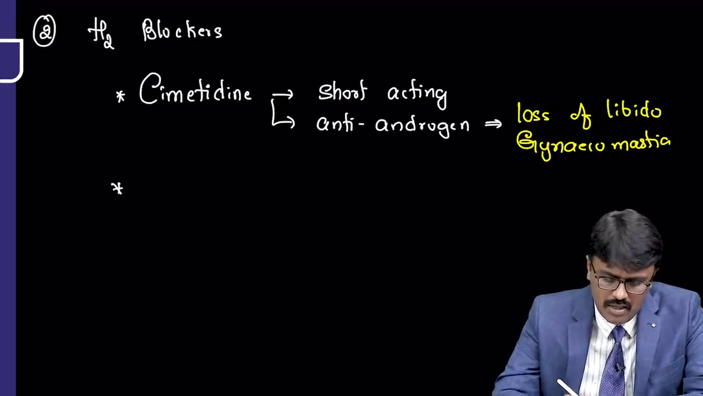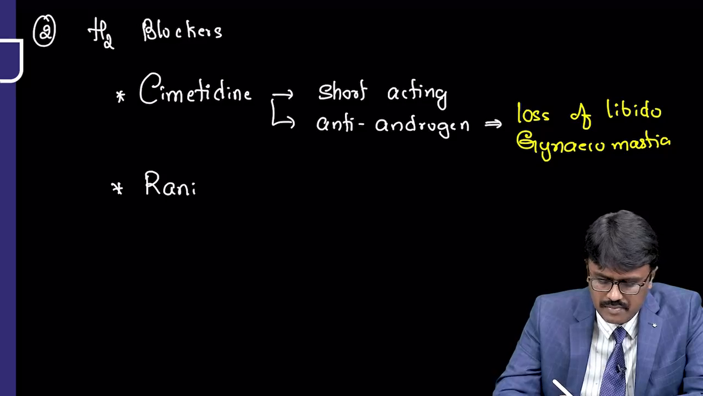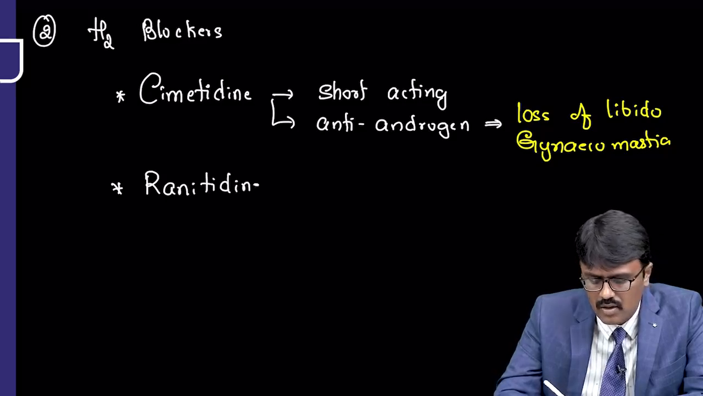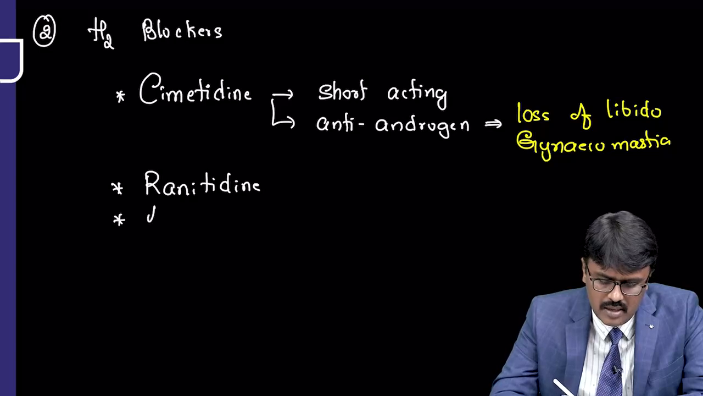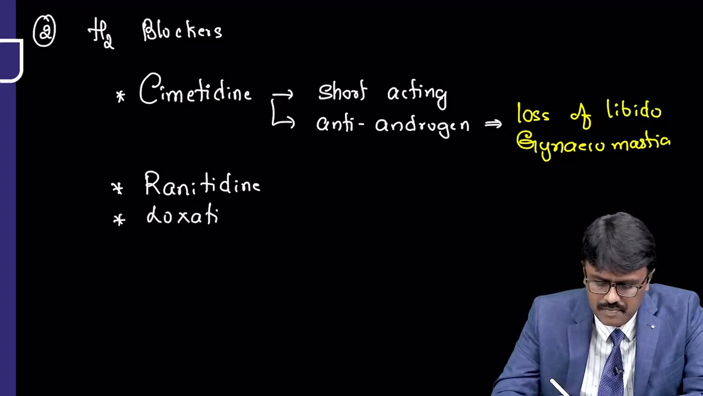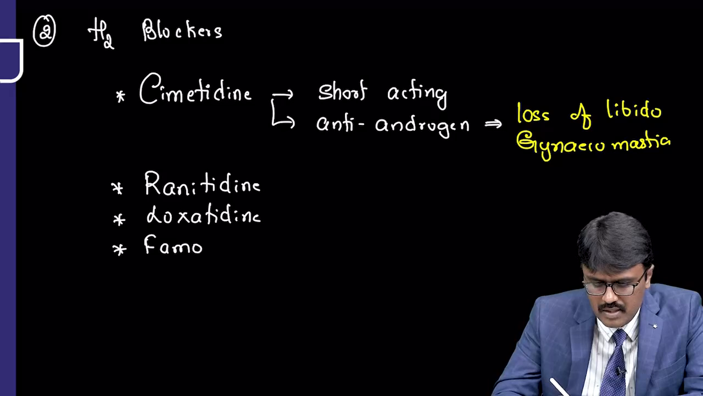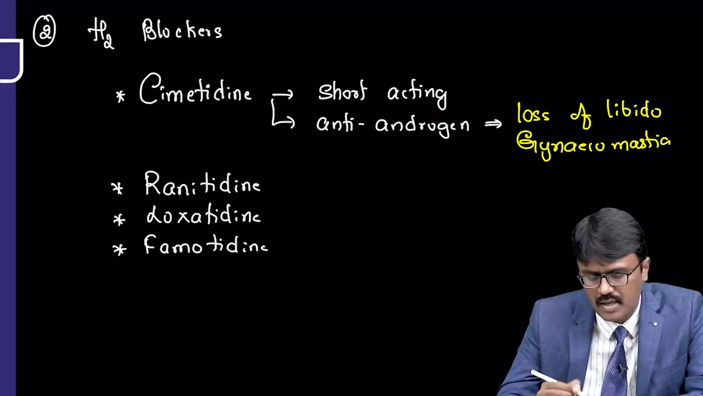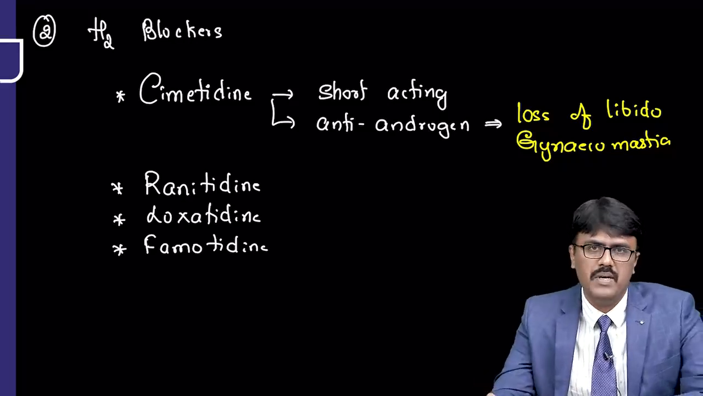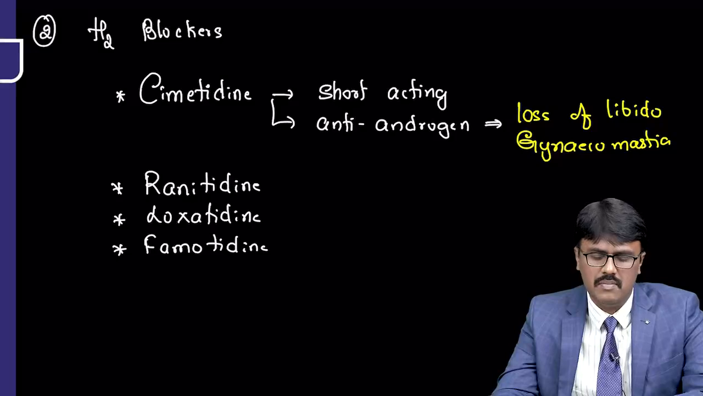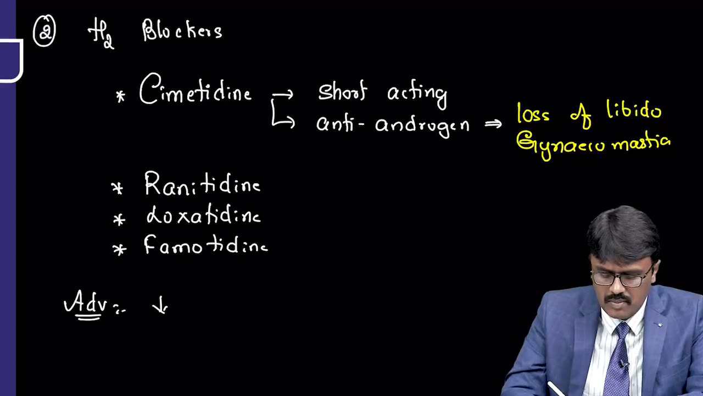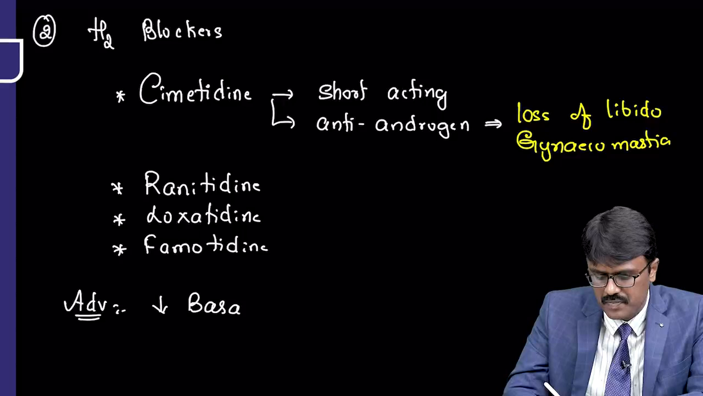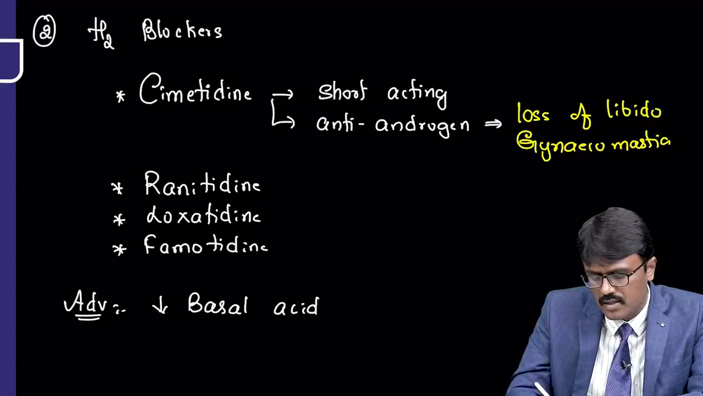So what we use commonly is a drug by the name ranitidine. Ranitidine is longer acting and it has no anti-androgen effect. That is the advantage. Other drugs are loxatidine, then famotidine. These are the H2 blockers. Since the most efficacious drugs are PPIs, H2 blockers are not commonly used nowadays. But the advantage of H2 blockers is they are shown to decrease the basal acid output better.